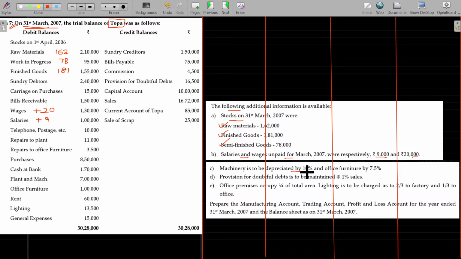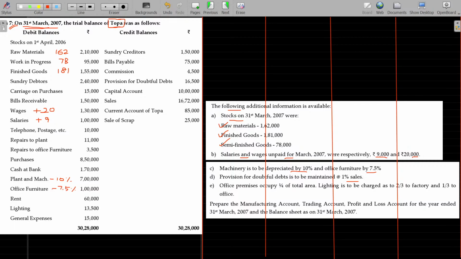Machinery to be depreciated by 10% and office furniture by 7.5%. So the office furniture will be depreciated by 7.5%. Plant and machinery should be depreciated by 10%. I am just marking the adjustments here to make the space available.